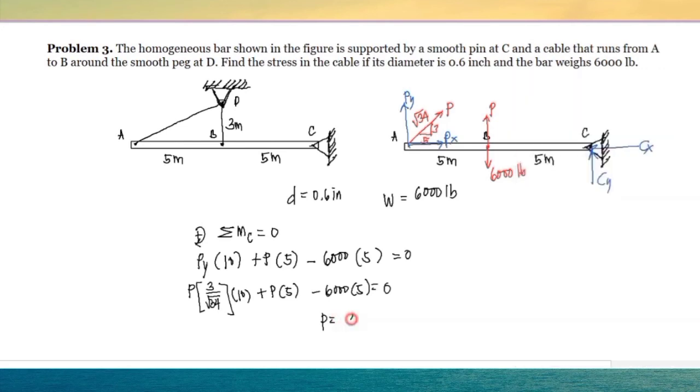So we have P equal to 2957.13, and the unit is in pounds.